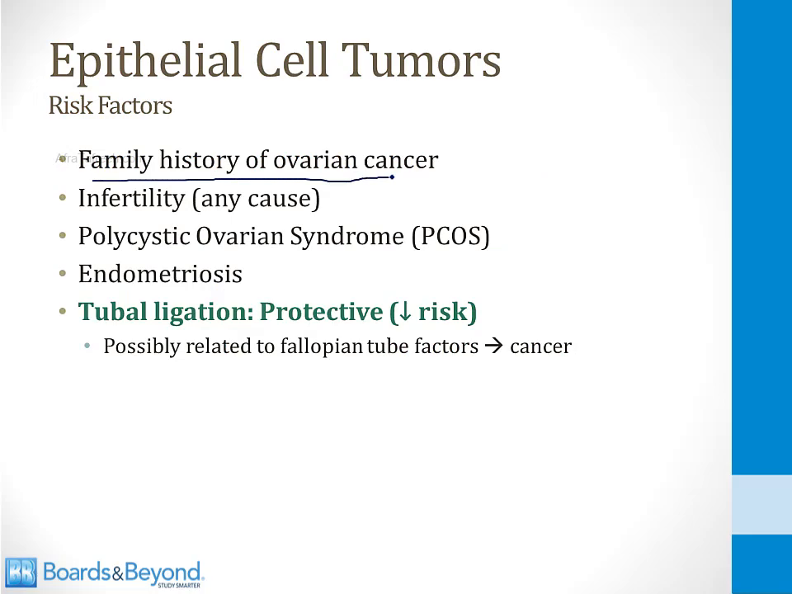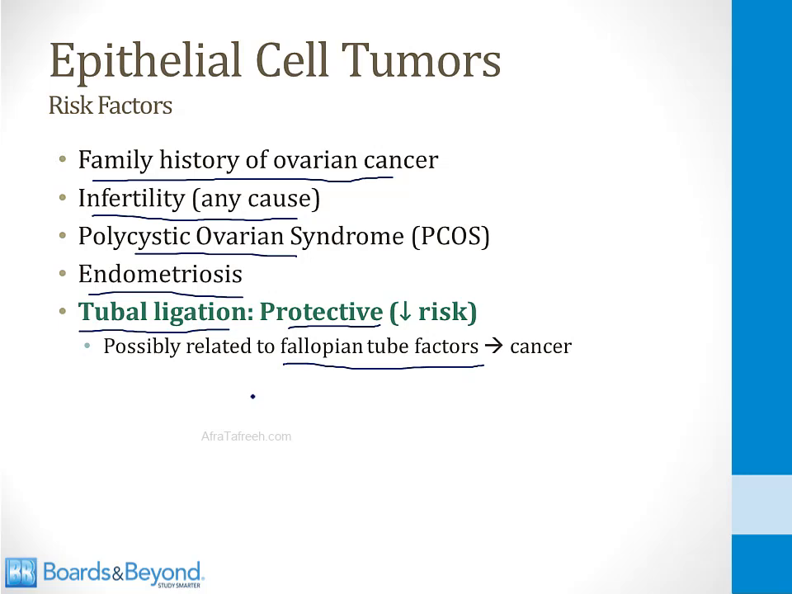Women with a family history of ovarian cancer are at higher risk. If a woman is infertile due to any cause, she has a higher risk of epithelial cell cancer of the ovary. The polycystic ovarian syndrome and endometriosis both increase a woman's risk. And then finally, women who have had a tubal ligation to prevent pregnancy are at lower risk. This is protective. This is believed to be due to the fact that fallopian tube factors may lead to cancer, and this theory of the fallopian tubes being involved in epithelial cell tumors comes up again and again, and this is another place where that association plays a role. Women who've had their tubes ligated are at lower risk of epithelial cell cancers.